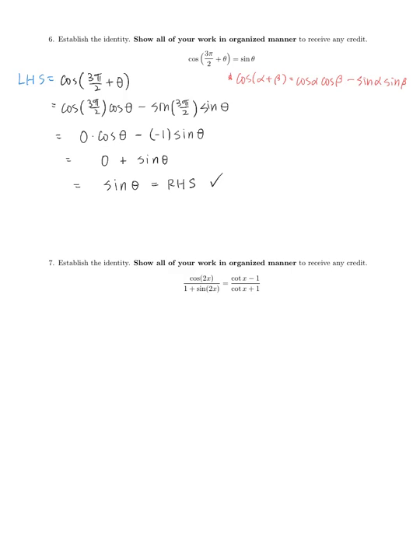Number 7. Okay, so you can pick either side, but I'm going to go with the left hand side and see what happens. So let me see. So left hand side equals, now let me just copy and paste, cosine of 2x, whole thing over what? 1 plus sine of 2x.